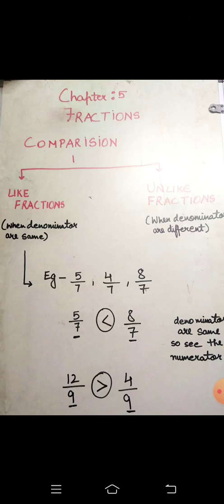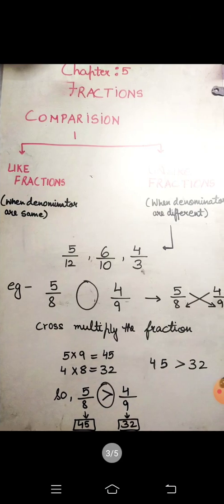Now let's come to unlike fractions. Unlike fractions are when the denominators are different. Example: 5 upon 12, 6 upon 10, 4 upon 3. Now tell me which is bigger, 5 upon 8 or 4 upon 9. Now the denominators are different. How can we see which fraction is bigger? Now we have to cross multiply the fractions.